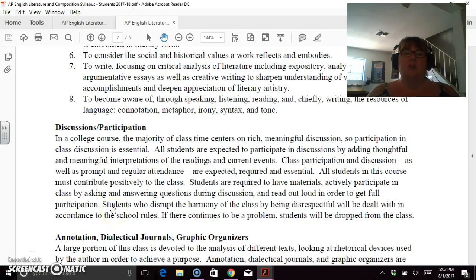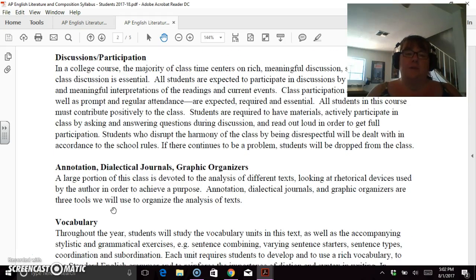Discussions and participation is a requirement of the class. Participation is not a separate grade. I do not grade participation. The idea is that you need to be an active participant in the class. This does not mean that you have to raise your hand every 5 seconds and ask or answer a question. It means that you need to take notes. It means that if you have a question, you ask it. If I call on you, you answer it. It means that you actively be a member of the class. You will have annotations, a lot of them this year, especially with poetry.